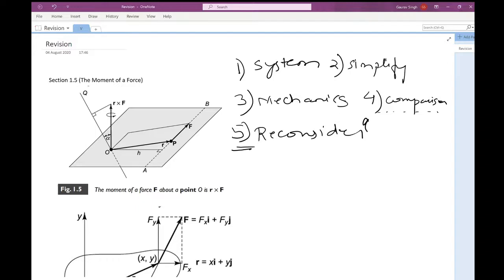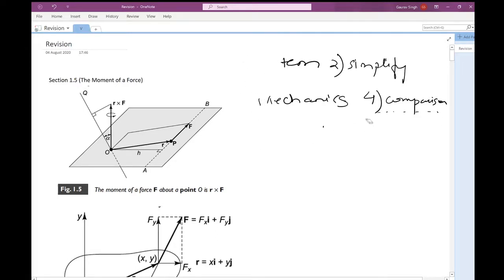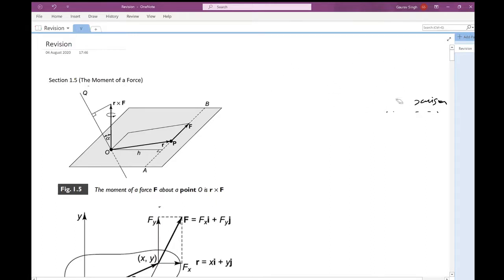Okay, so let's see how you would want to move ahead, and so I'll just delete this part. Okay.